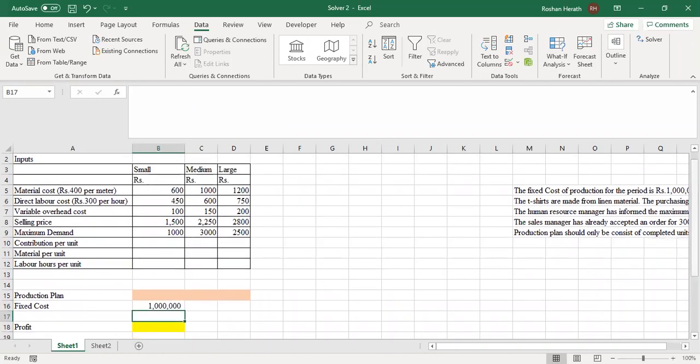Now, what information would you require? It depends on the requirement. Let's see what the requirement is. The requirement is to determine the optimum production plan to maximize the profit per annum. So that is the requirement. So you want to maximize the profit. Hence, definitely you need to work out the profit. Give me 1 second.